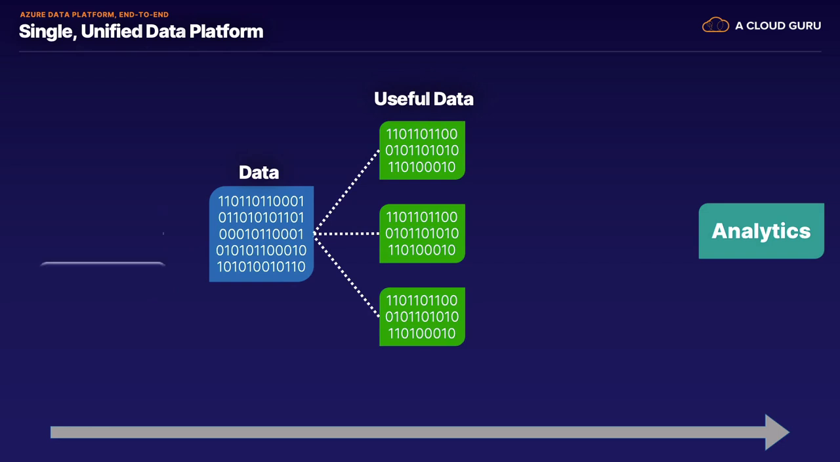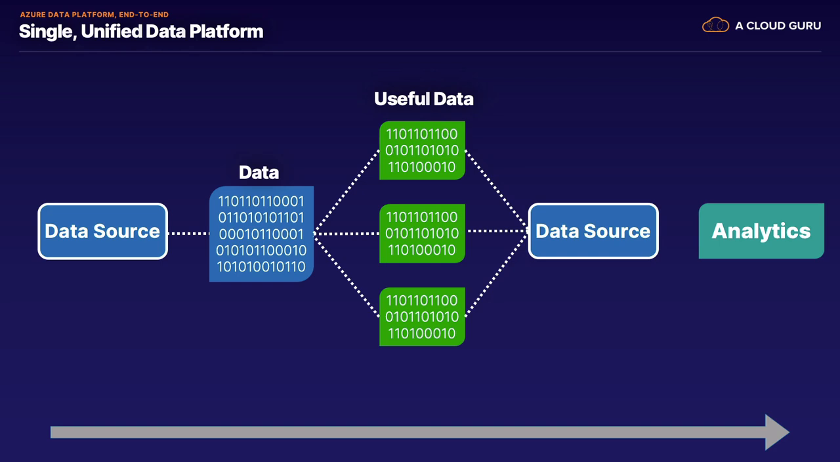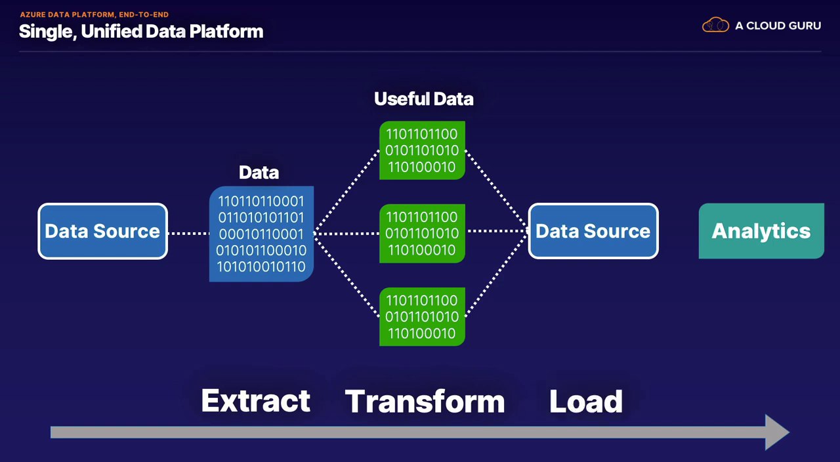First of all, you have a data source that is going to have the data that you're going to turn into useful data. Secondly, you need to take that useful data and store it in some way, shape, or form so that it can be used by analytics. The process of taking data from the data source, converting it into useful data, and finally moving it to the data store is the ETL process, or extract, transform, load process.